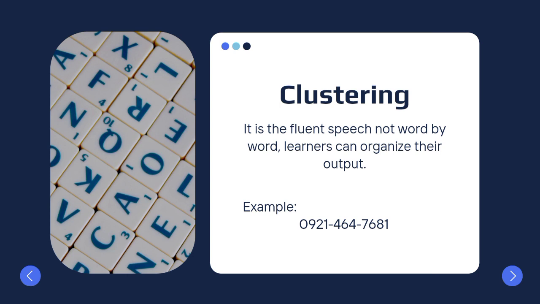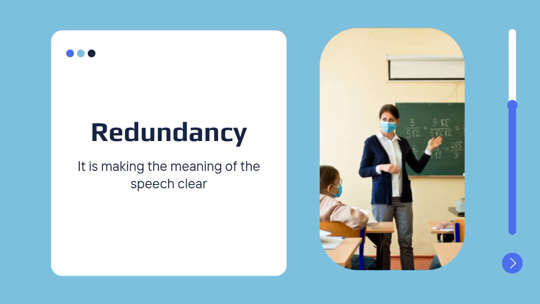For example, when someone is asking for your number, it's easy to say 0921-464-7681. So the other person asking for your number can clearly understand what you're saying. Next is redundancy. It is making the meaning of the speech clear.